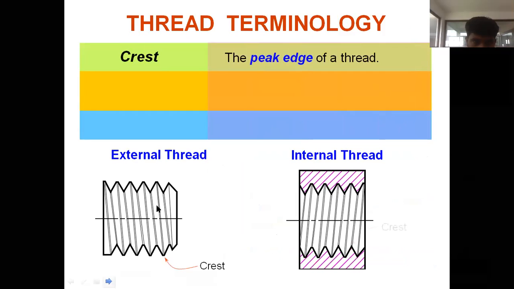Crest. So what is crest over here? You can see over here the crest part for the internal and external thread. Crest is the peak edge of the thread, the topmost portion of the thread. You can see over here, this is the crest portion for the external thread, and this is the crest for the internal thread. This is called the crest portion, highlighted for internal and external threads. So next.